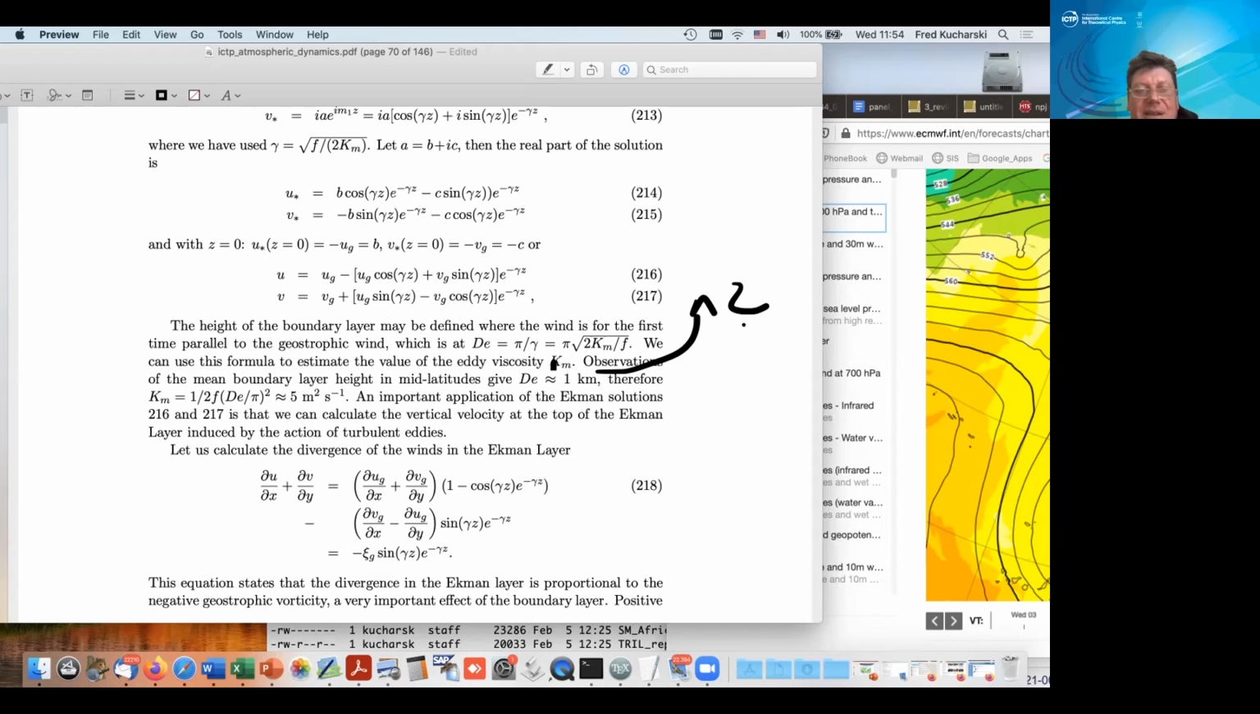The trick is then that once we have inserted this height, 1 kilometer, since we know F, if we are in the mid-latitudes or wherever we are, we can evaluate the value for our exchange coefficient, Km. For climate purposes, the typical value turns out to be around 5 meters squared per second for this quantity.